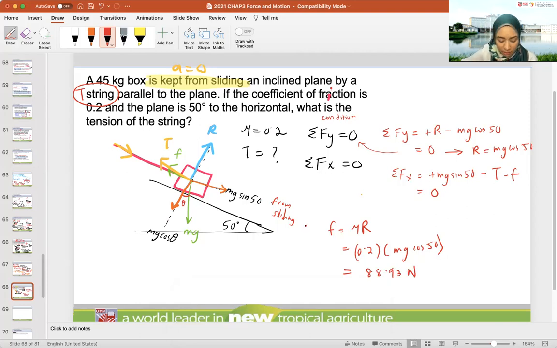And then mg sin 50, so this is 338.17 minus T minus 88.93, and this is going to be equal to 0. So you can solve for T. Okay, so it's easy. When it's in equilibrium, it's quite easy. So sekarang kita nak go for the harder ones.